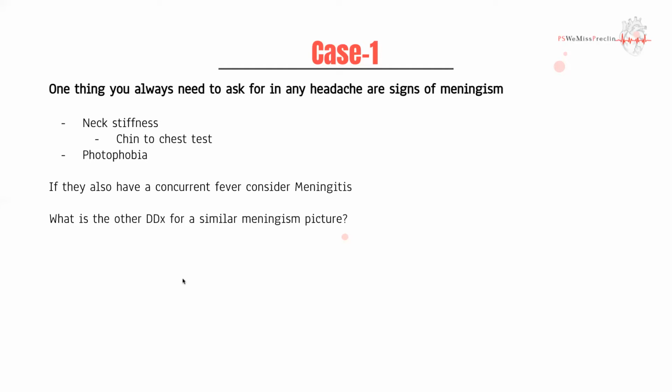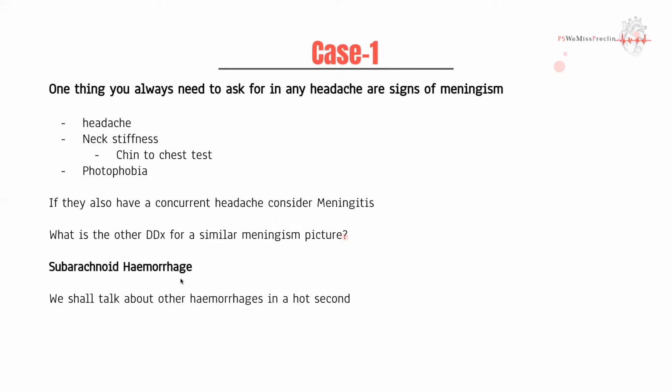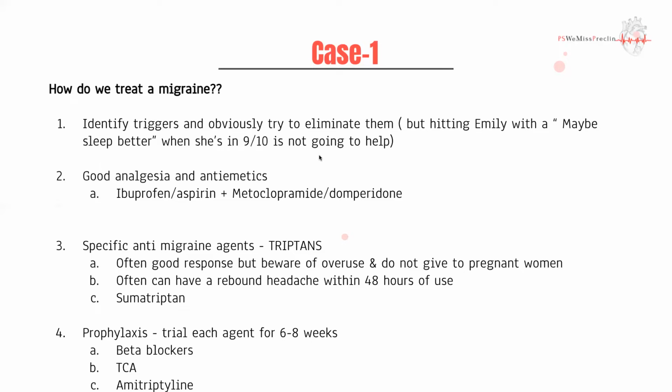So the other big condition that you will hear a lot about that does cause or can present with meningism is a subarachnoid hemorrhage. And that is because with the subarachnoid hemorrhage, you have bleeding in the subarachnoid space, right? Which is the part that's lining the meninges. So the blood itself may irritate the meninges, causing meningism.